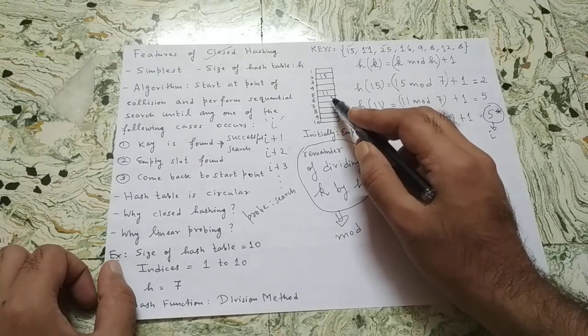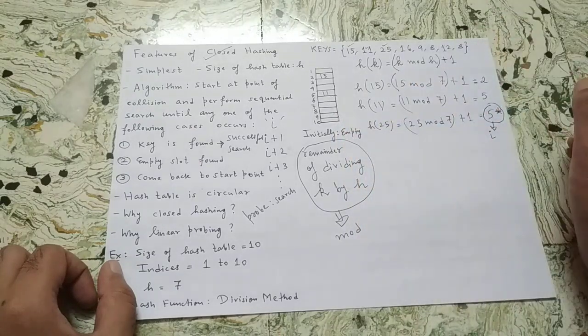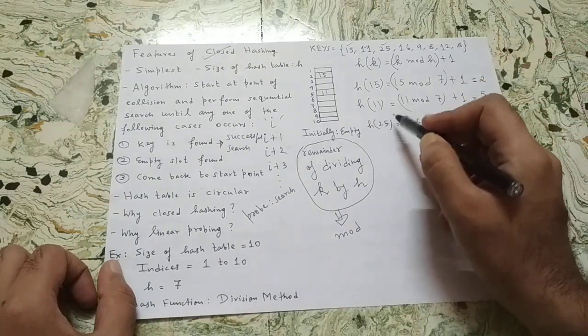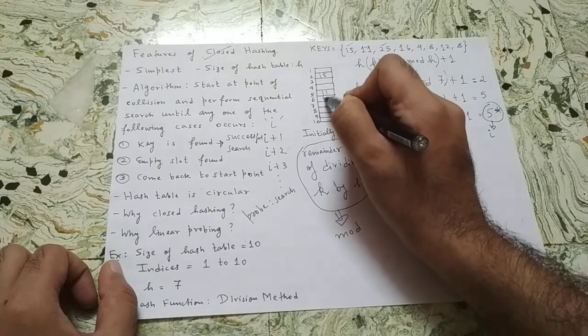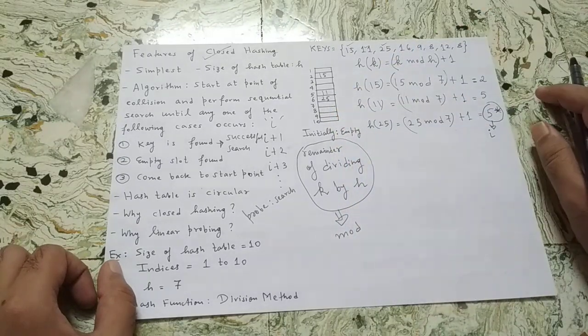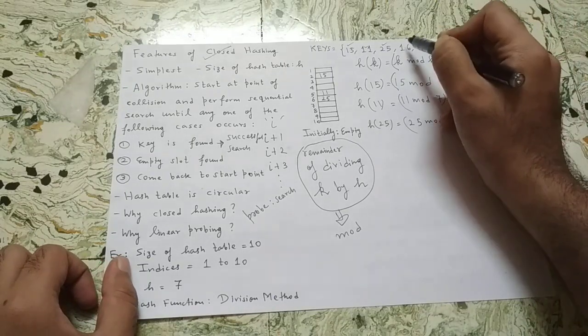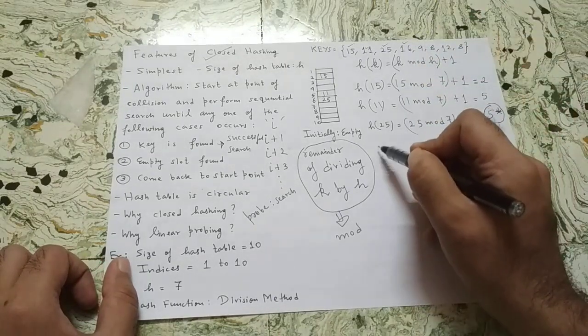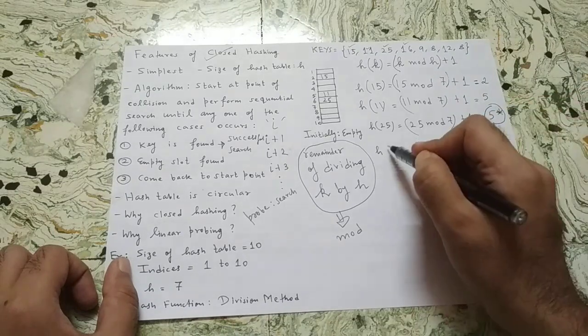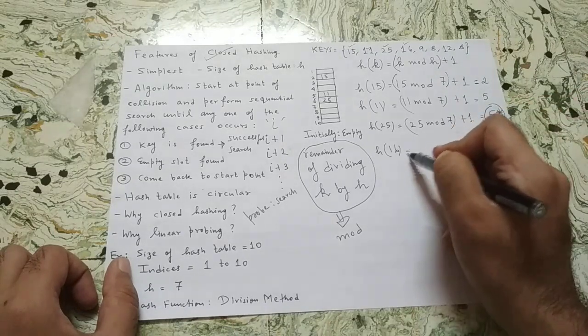Now, since we have found an empty slot, our search was unsuccessful, and we can simply take our key value and place it at this location. So we'll place it at location 6. After this, we'll take the next key value. What is the next key value? The next key value is 16.